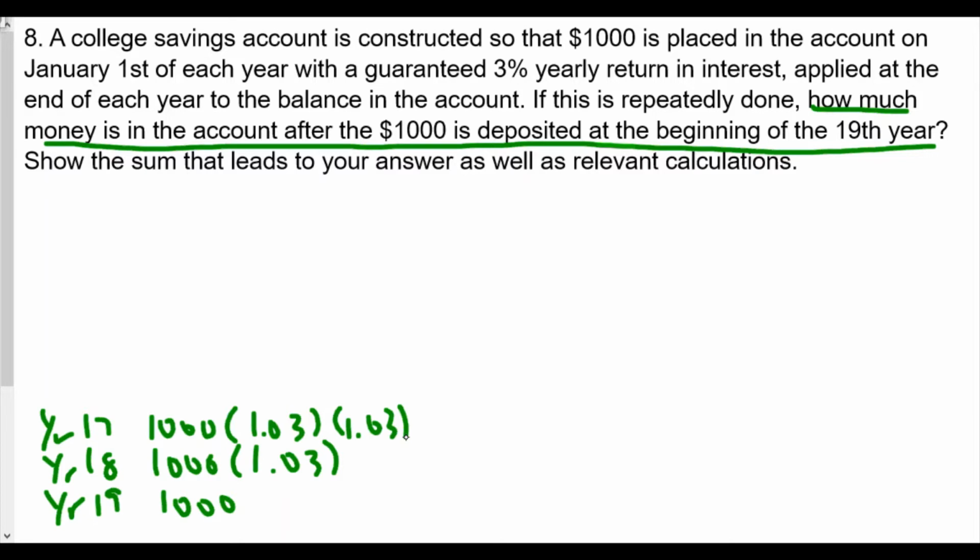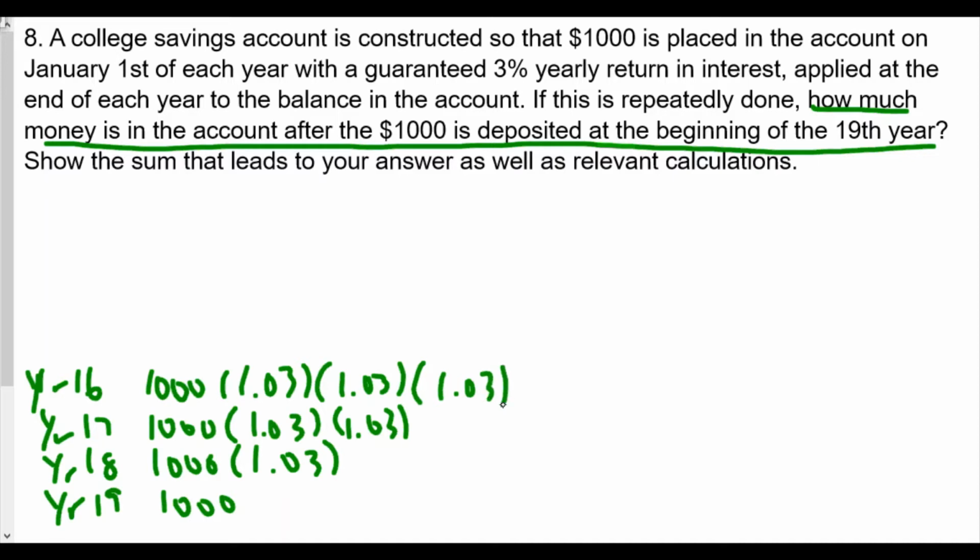And we see in this case that we're going to be doing this over and over again. So for year 16, at the beginning of year 16, we put 1,000. At the end of year 16, we'll have 3% added, and then at the end of year 17, 3% of the total added, and then in year 18, 3% added. Now we're not at the end of year 19, but you'll notice that we're working backwards instead of going from the very beginning. And we're going to add all these together because we're looking for the sum.